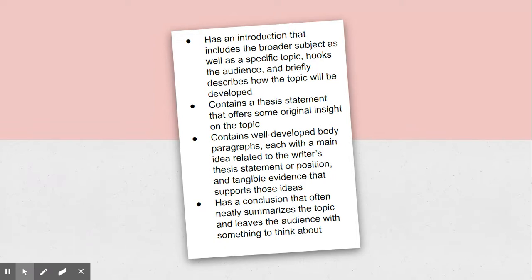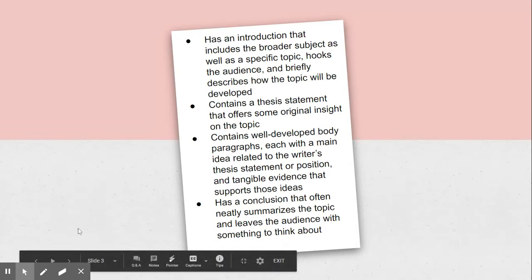An essay contains a thesis statement that offers some original insight on the topic. It contains well-developed body paragraphs, each with a main idea related to the writer's thesis statement or position. So if it's not in the thesis statement, it shouldn't be in the essay. And it has tangible evidence that supports those ideas. So tangible means something that you can actually point to. An essay has a conclusion that often neatly summarizes the topic and leaves the audience with something to think about.